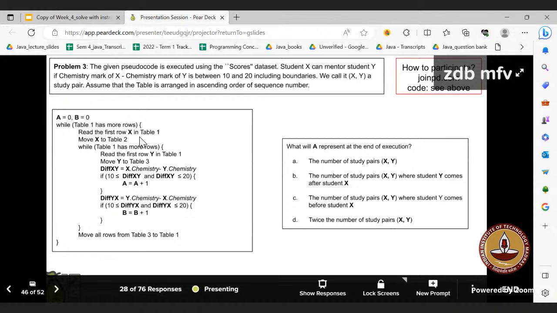Let us imagine your data set with 4 rows. First row is Ram, second row is of Rahul, and third row is of Sham. So what is your x dot chemistry and what is your y dot chemistry? Whether it's Ram's chemistry marks and Ram's chemistry marks, or Ram's chemistry marks and Rahul's chemistry marks.